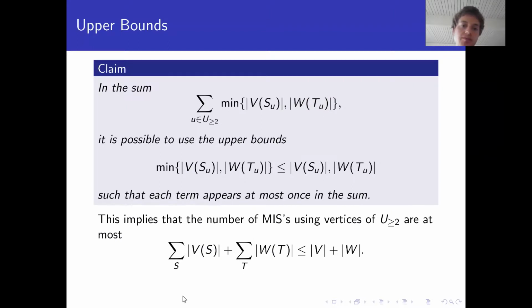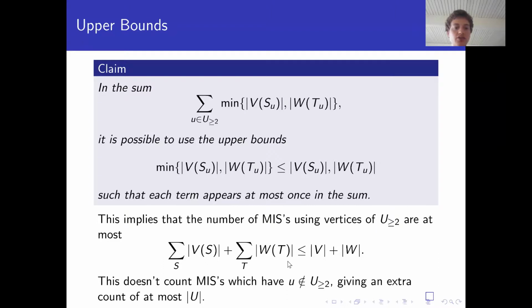minimums. So using this claim, we get that this sum here is at most the sum over all possible V of S terms and all possible W of T terms, again, because each appears at most once. And this quantity here is actually exactly equal to the size of V, because this partitions the vertices of V, and similarly this partitions the vertices of W. So we get an equality there. If you unwind things, this sum here gives an upper bound for the number of MISs using vertices here. So that gives an upper bound of this for the number of such MISs.